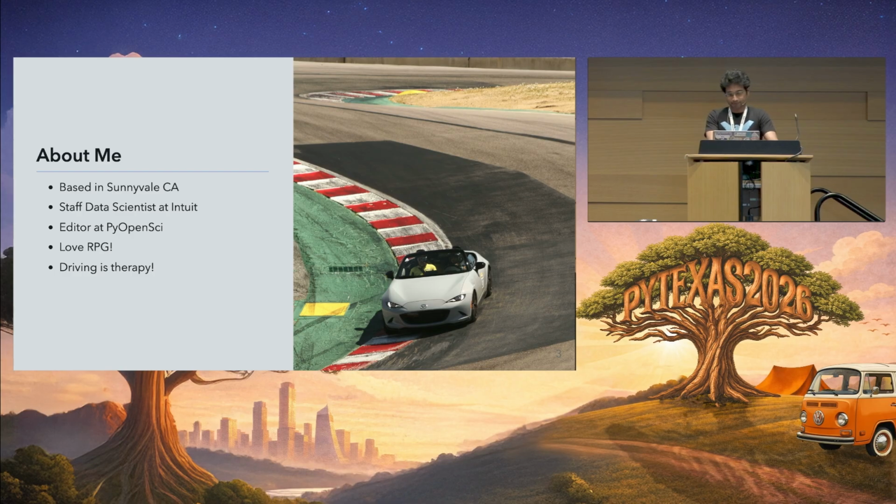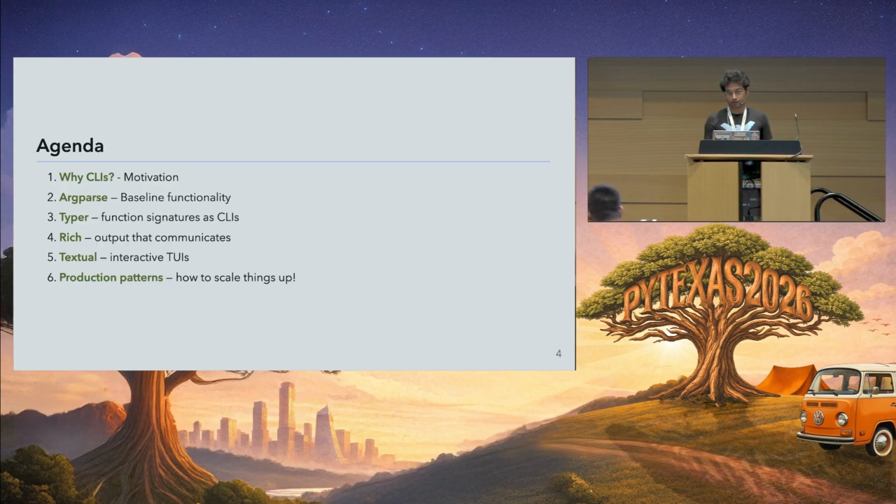So with that, let's go over to our agenda, right? We'll go over why CLIs, right? What's the motivation behind it, and a little bit of my backstory of where I come from. I'll talk about argparse, which is the baseline functionality that we'll cover, and we'll also cover one sample use case there, and we'll cover those use cases both with typer, rich, and textual, okay? And we're also going to look at some production patterns, right? And we'll also do some live demo.